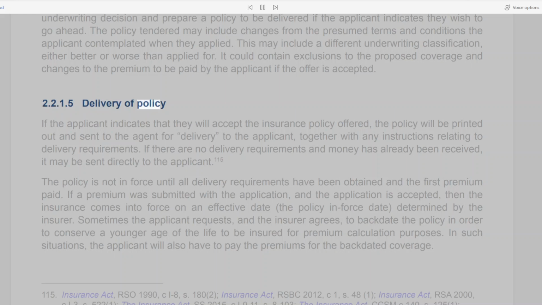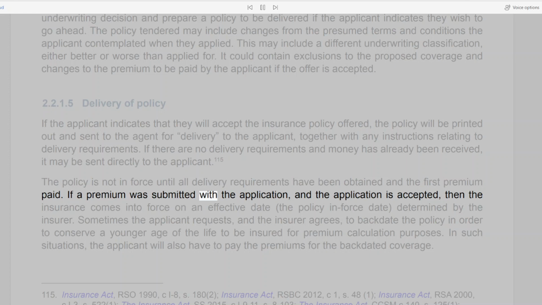2.2.1.5 Delivery of policy. If the applicant indicates that they will accept the insurance policy offered, the policy will be printed out and sent to the agent for delivery to the applicant, together with any instructions relating to delivery requirements. If there are no delivery requirements and money has already been received, it may be sent directly to the applicant. 115. The policy is not in force until all delivery requirements have been obtained and the first premium paid.